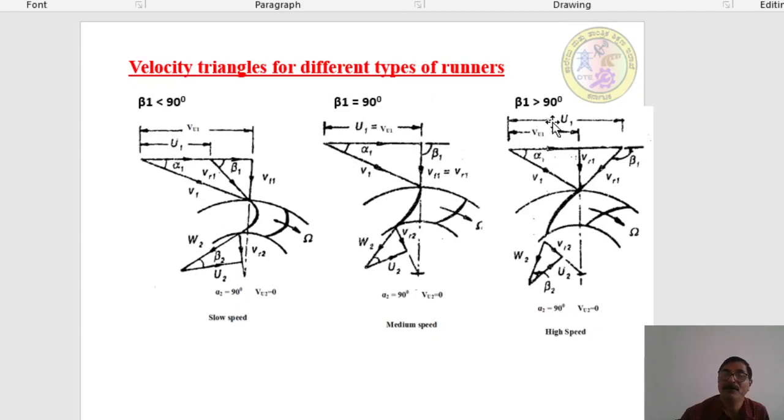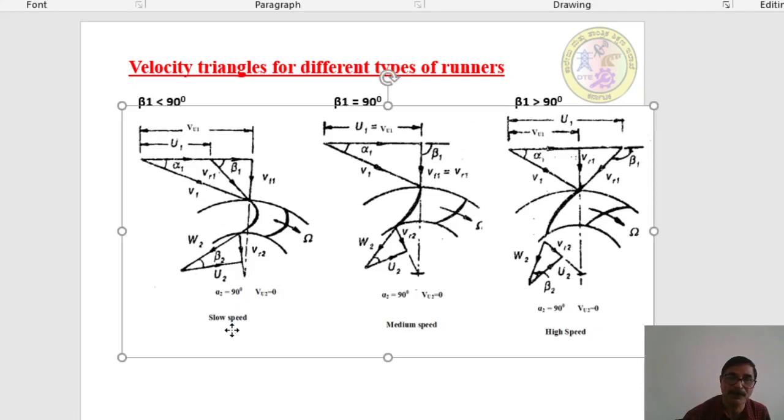Now, if beta 1 is greater than 90 degrees, then the inlet velocity triangle will be like this. So this is a right angle triangle when beta 1 is equal to 90 degrees. When beta 1 is greater than 90 degrees, it is an obtuse triangle. When beta 1 is less than 90 degrees, this is the type of triangle. These are the various types of triangles for different types of runners: slow speed, medium speed, and high speed.